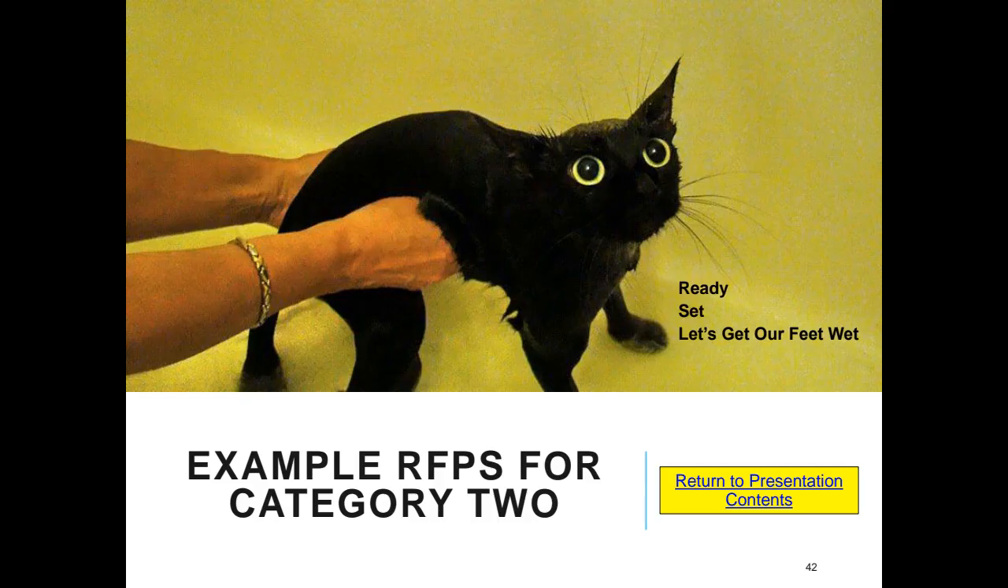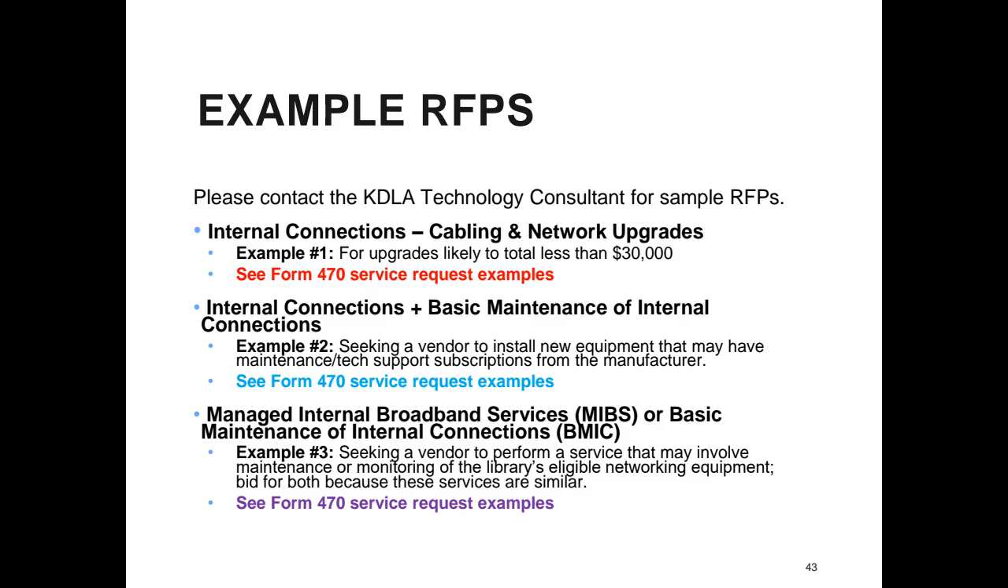Okay, so now that we've talked a bit about RFPs and some local bidding rules, let's talk about some example RFPs. So I've got 3 examples. Those are available in the course. So from Blackboard, you can download those or I can send them to you directly.